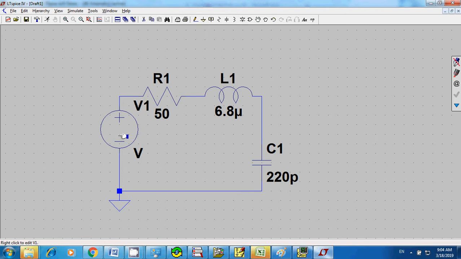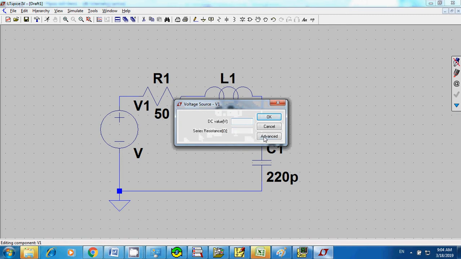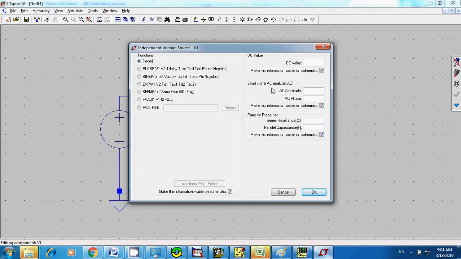Now for the input voltage, right click, you go to advanced. We're going to use the small signal AC analysis. So for AC amplitude, I'm going to put 1 volt peak to peak, so it becomes 1 VPP. And for AC phase, the phase difference, I'm going to put 0. And then you click OK.